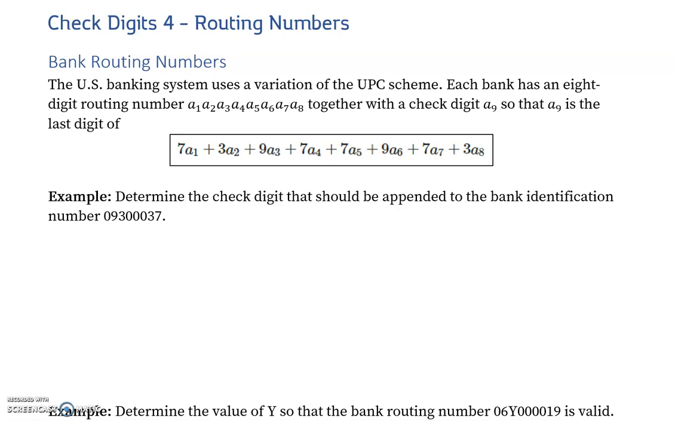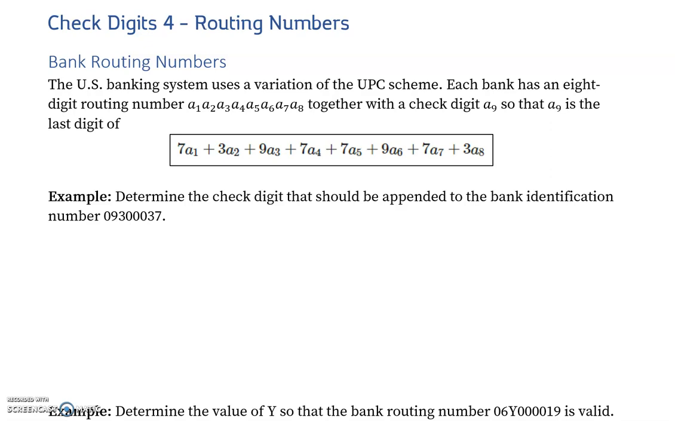All right, this is our last little bit of check digits here. So we're looking at routing numbers or bank routing numbers. Another way to think about these is banking identification numbers, so you'll see me use both of those in here. This system looks a little bit more like the last system we looked at, where there's some interesting weighting going on.